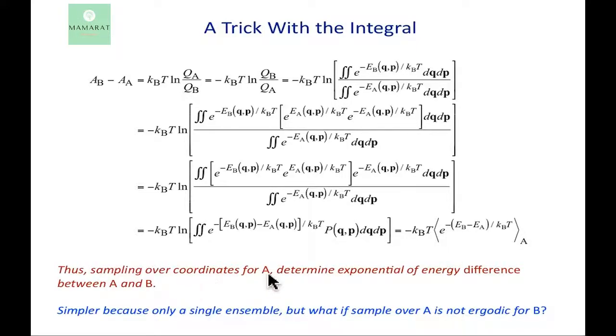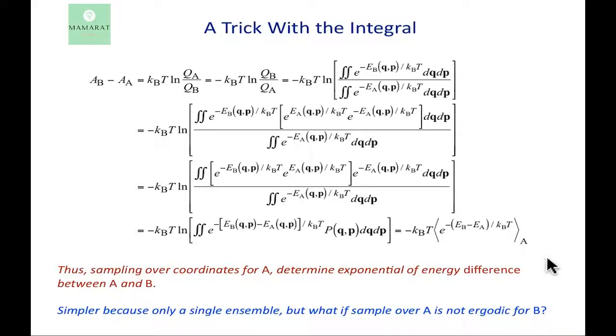So I'm going to sample over coordinates for A and then determine the exponential of the energy difference. And this is certainly simpler. It's a single ensemble. But the problem is, what if my sampling over A, even though it might be very good, it might be perfectly ergodic, there's just no guarantee that it's ergodic for B.